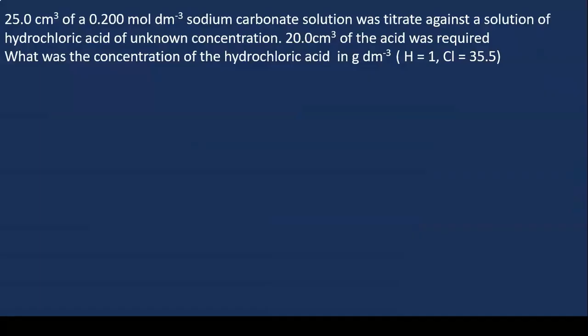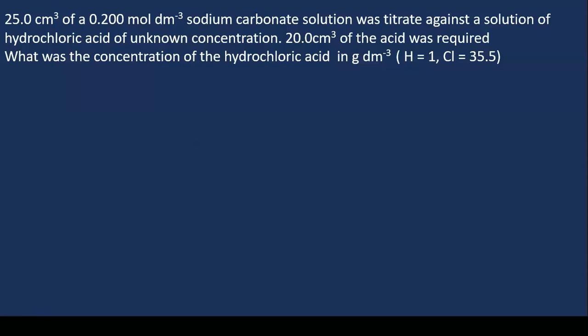I'm going to use this worked example to take you through step by step how to calculate the concentration of a solution in grams per decimeter cubed for an alkaline or an acid if you're given another solution which has a known concentration. 25.0 centimeter cubed of a 0.200 moles per decimeter cubed sodium carbonate solution was titrated against a solution of hydrochloric acid of unknown concentration. 20.0 centimeter cubed of the acid was required. What was the concentration of the acid in grams per decimeter cubed?